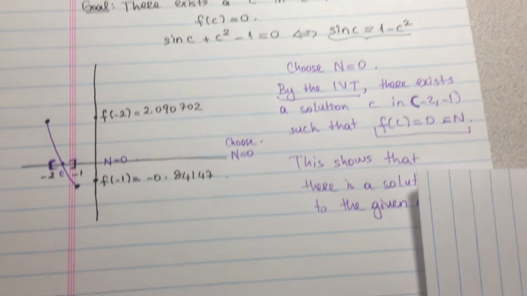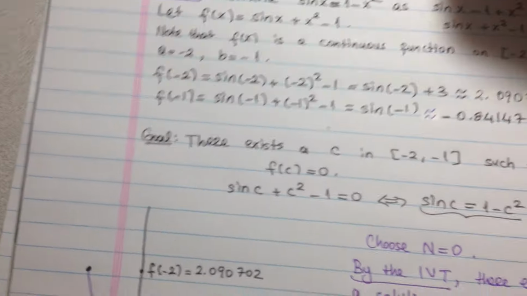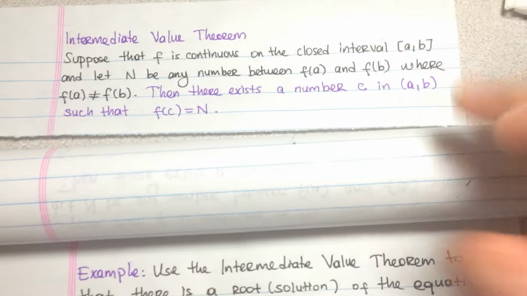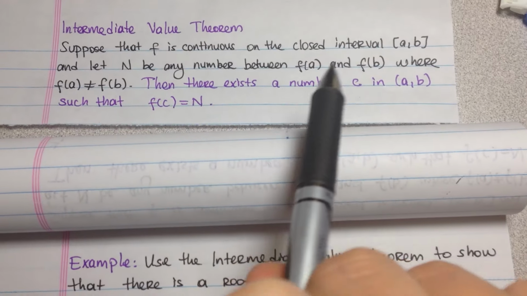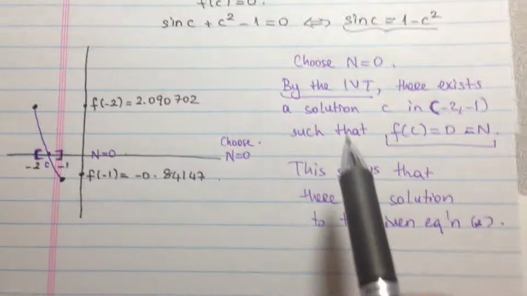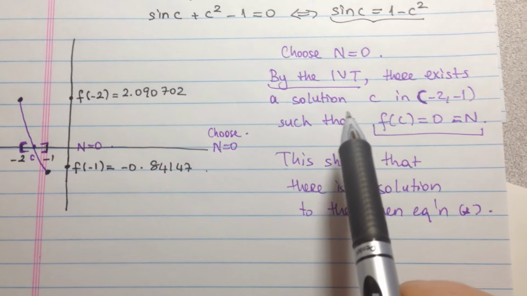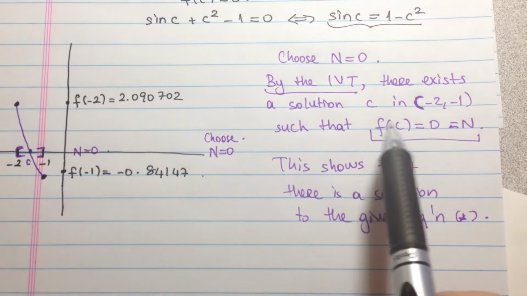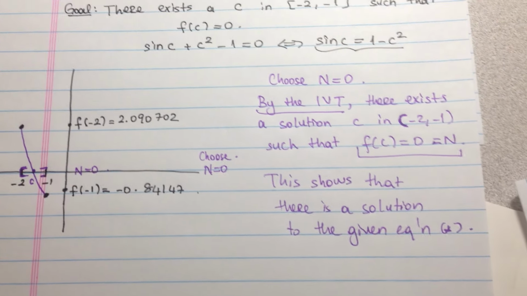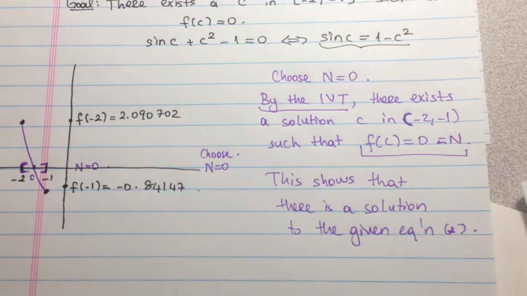So let's write that by the intermediate value theorem. Let's remember what that was. As long as you pick a number between f of a and f of b, there exists a number c in a, b such that f of c equals n. Great. So choose n to be 0. Then by the IVT, there exists a solution c in the interval such that f of c equals 0, and that's equal to n. So this shows that we have a solution of the given equation, right?